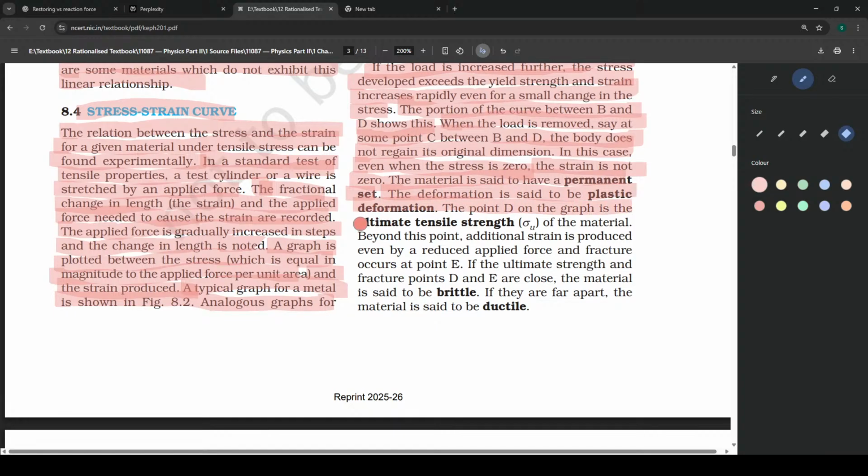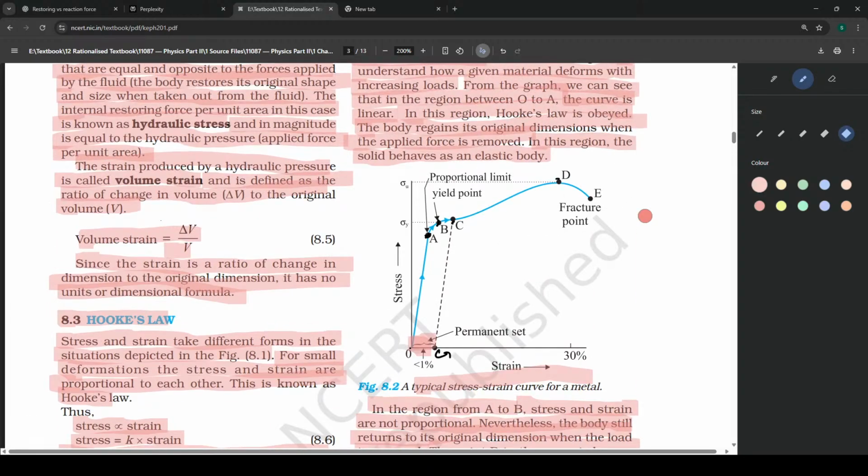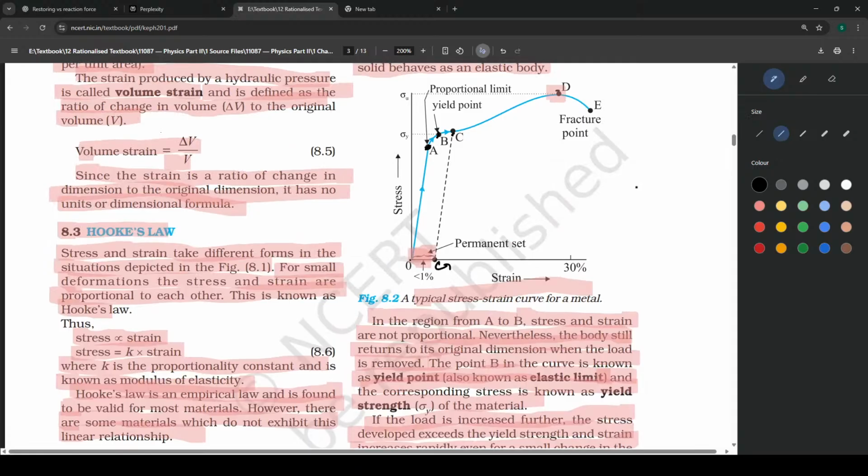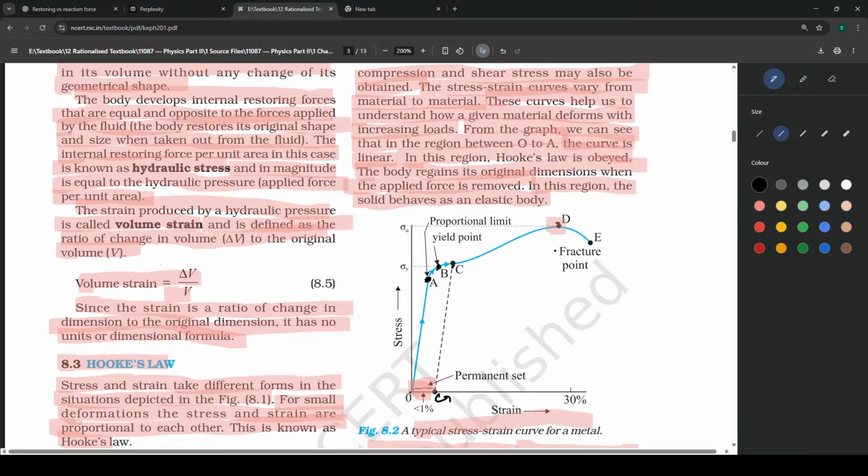The point D on the graph is the ultimate tensile strength of the material. Till this point, the stress will be directly proportional to strain. But after this point, even though the stress decreases, the strain will continue to increase. It will cross the proportionality. Now this is the point. The point A is the proportional limit, and proportionality is gone. Point B is the yield point or the elastic limit, and D is the ultimate tensile strength of the material, and E is the fracture point.